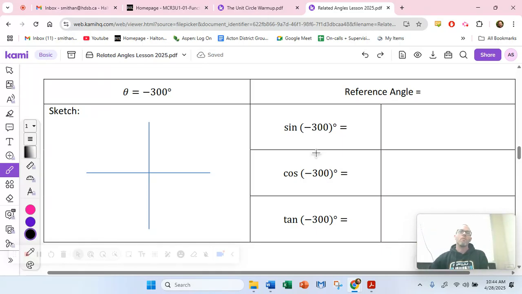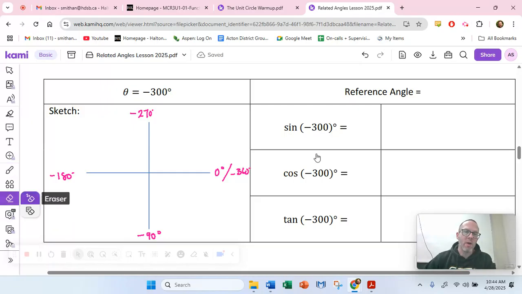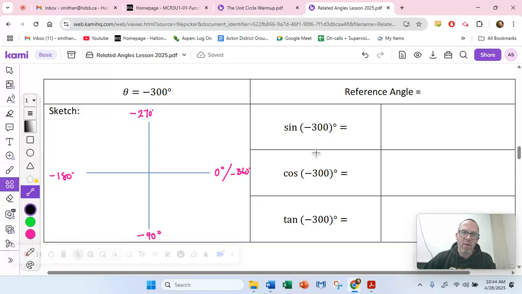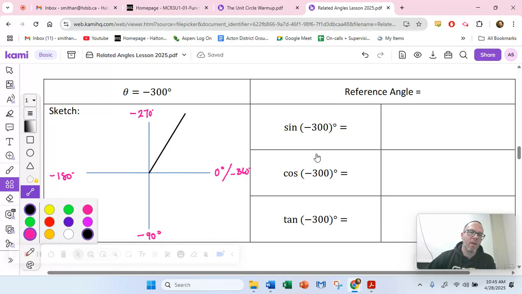I might just for this one, and you can feel free to add this or not, I'm not your dad, but if we start at 0, we rotate the other way, we've got negative 90, negative 180, negative 270, and all the way around would be negative 360. So minus 300, we are somewhat here, probably closer to minus 270. Minus 300 is up in this quadrant.